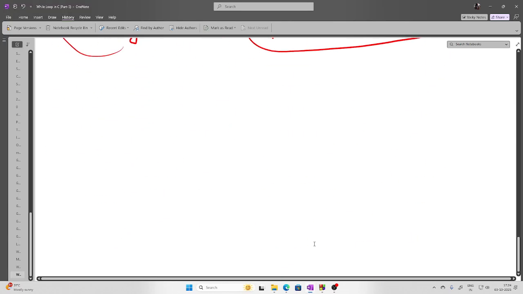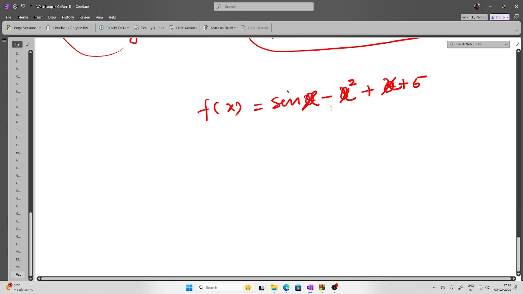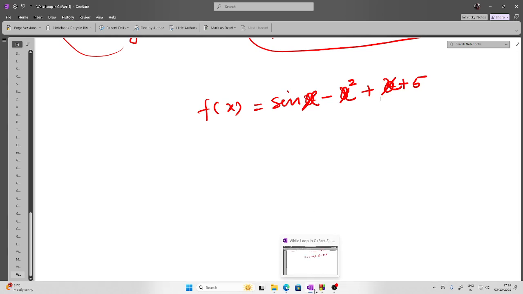Let's say the function which I want to find the roots of is nothing but sine theta minus theta square plus theta plus 5. Or in place of theta you can say sine x minus x square plus x plus 5. Now this is a transcendental equation and it becomes very difficult for me to find out the value of x. But no problem, we have Newton-Raphson.